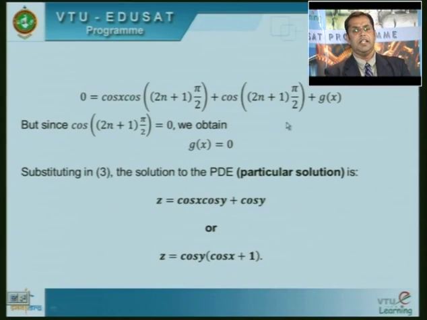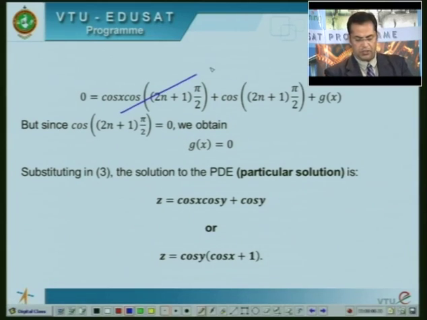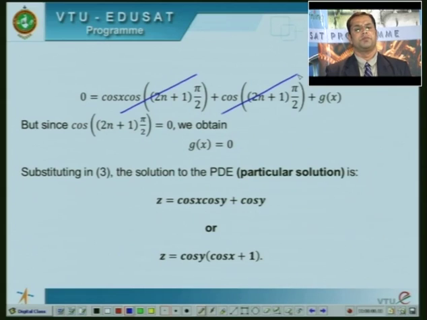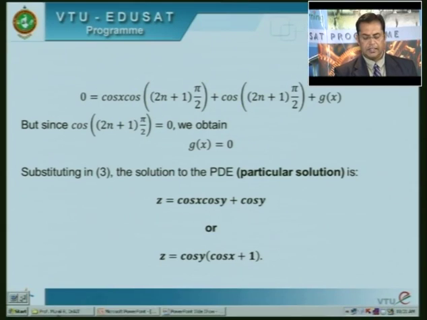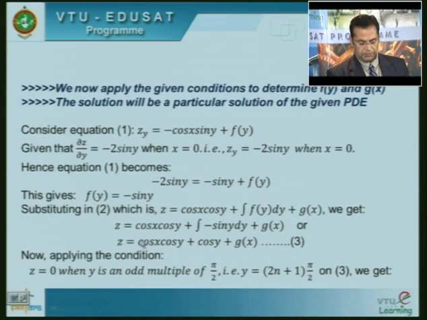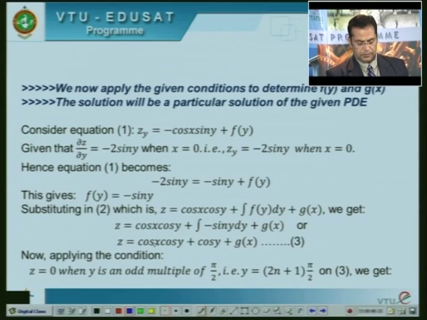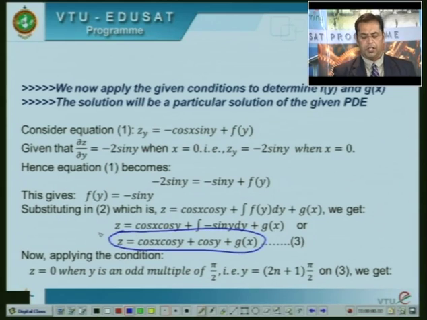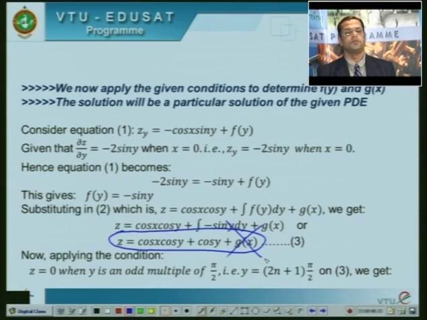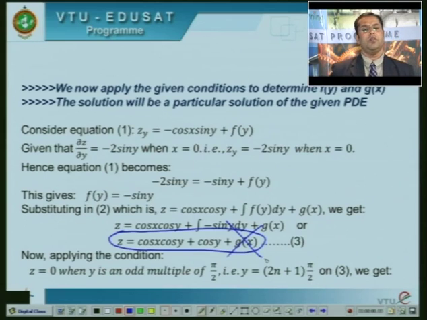Okay friends, that is written here, but it is known that cos (2n plus 1) pi by 2 is 0, cos of odd pi by 2 is 0. So, since these two terms are zeros, you are left with only g of x becoming equal to 0. Now, substitute this back in your solution in 3, which is here, in this solution, because g of x is 0, we end up with the solution as z equal to cos x cos y plus cos y.